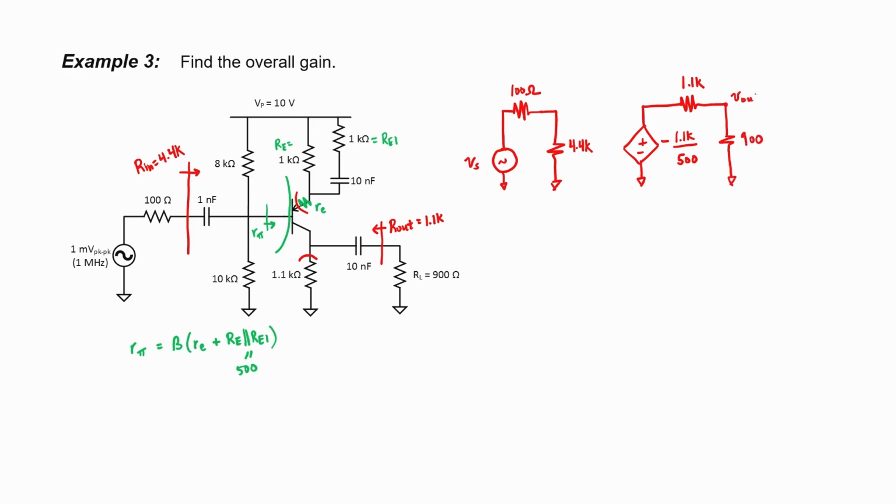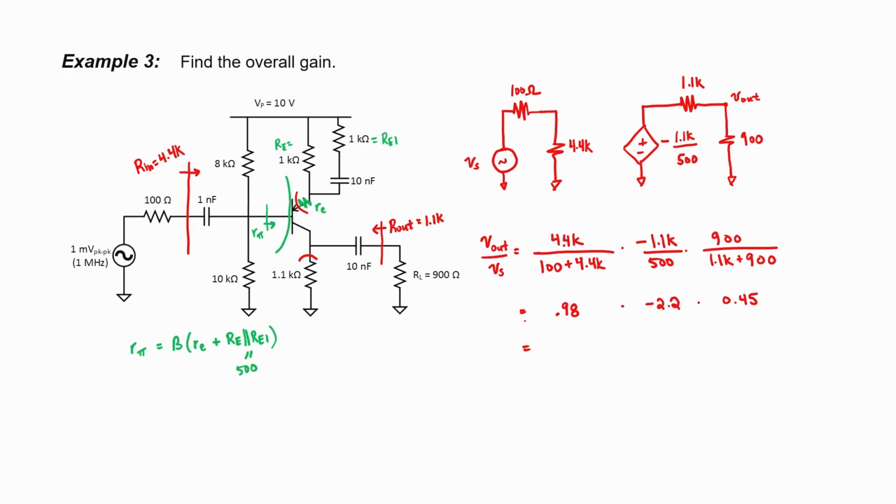Let me label our output voltage, and we can go ahead and write an expression for the overall gain. We'll have our expression for the input voltage divider, our gain, and our output voltage divider. We have a voltage divider at the input that gives us almost 1. That's good news. A gain of -2.2, and kind of a poor output voltage divider of 0.45. Our overall gain, though, is 0.97, about twice what it was in the last problem.